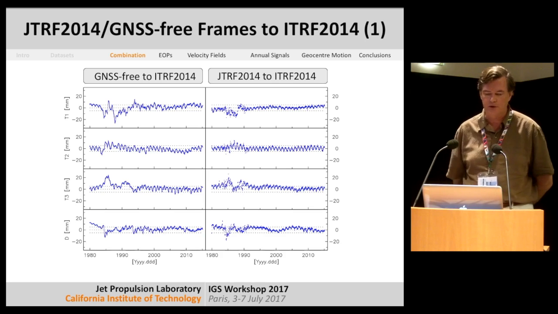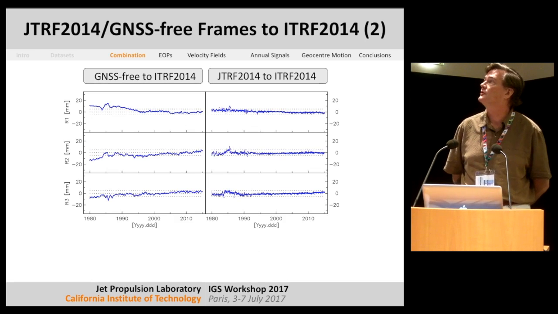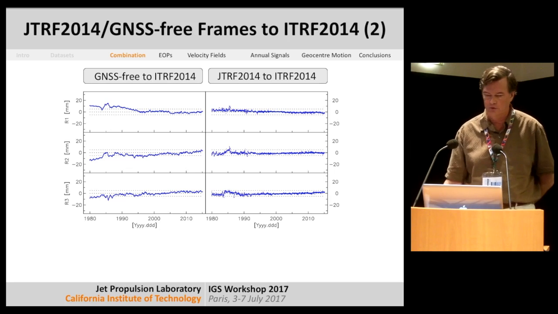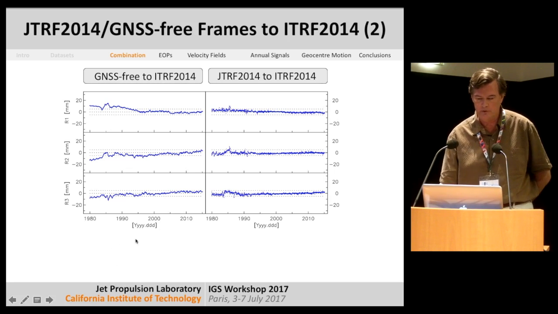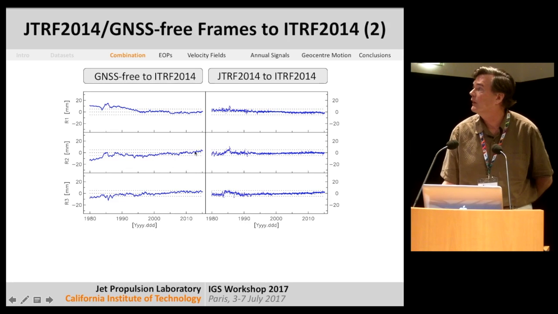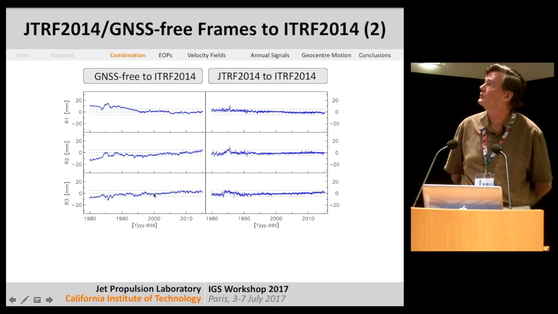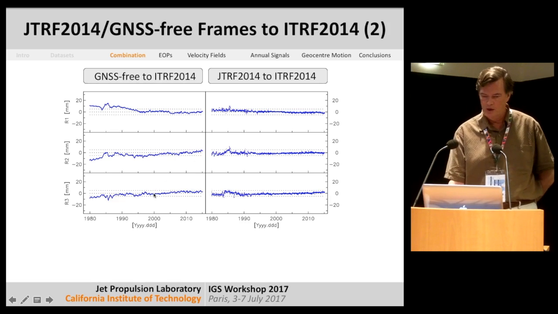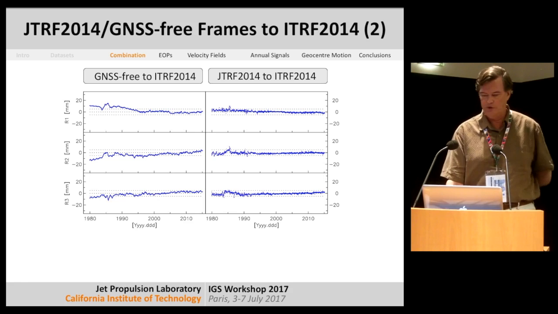But now let's look at the rotations. Here we're seeing a bigger impact when we remove the GNSS data. In particular, we're seeing larger rates in the rotation parameters that are not appearing when we include GNSS. And since it is affecting the rotations, we expect it to affect the EOPs as well.